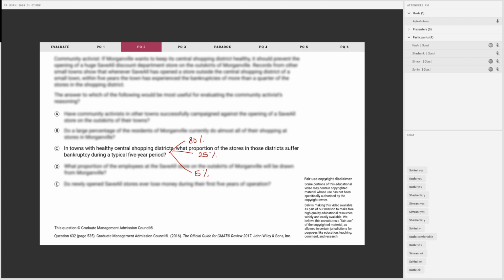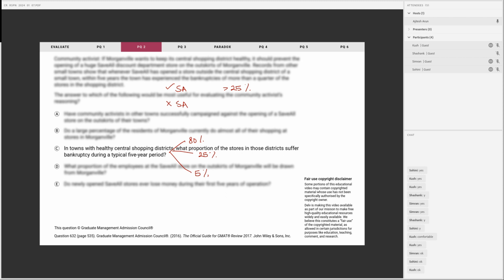Hang on. In fact, let's go back a step. The information that we have says that if you have a Save All, then the typical bankruptcy rate, which I like to call the natural rate of bankruptcy, is more than 25% in other small towns. But what we also need to ask ourselves is, that's what happens when a Save All is there. What happens when a Save All is not there? What happens to the bankruptcy rate of stores in the central shopping district?